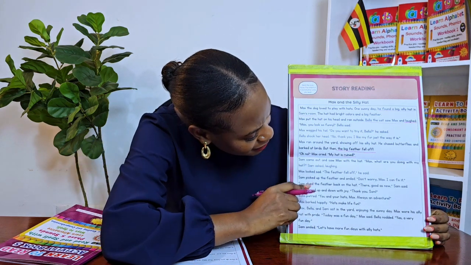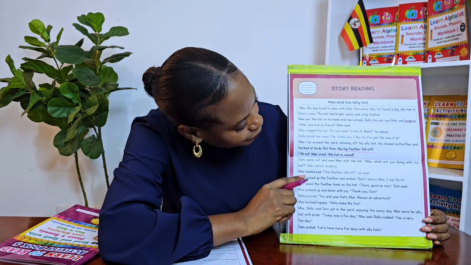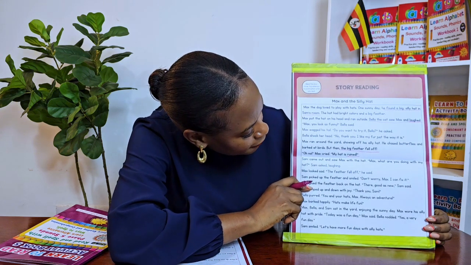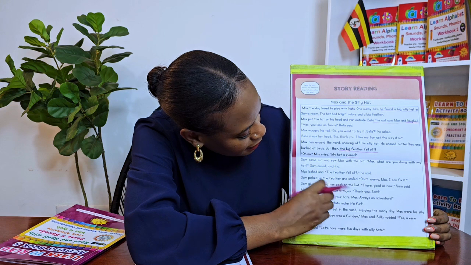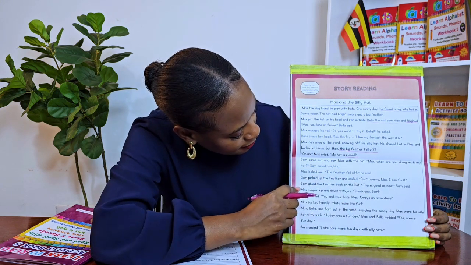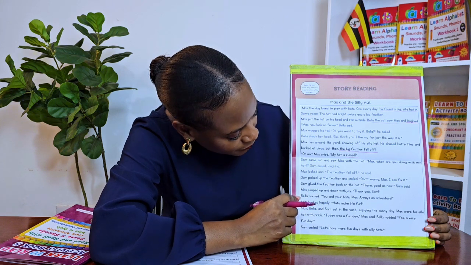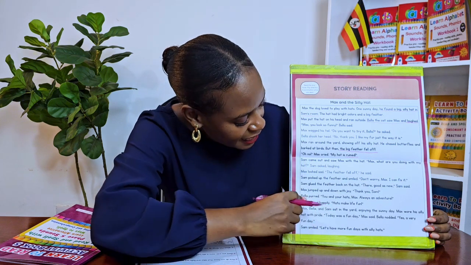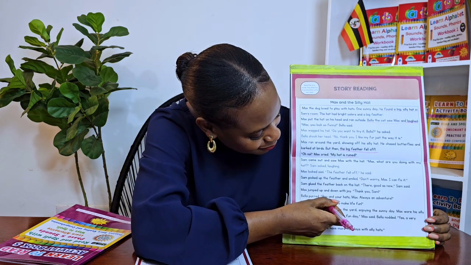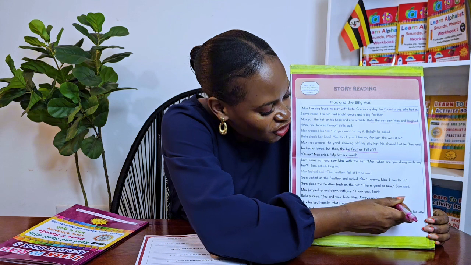And also down here, let me see here, the feather fell off. He said, Sam picked up the feather. Don't worry, Max, I can fix it. I want to see Bella. Bella purred. Okay, here is another joke. Bella purred. You and your heart's Max. Always an adventure. Such a statement. It shows that these are friends, you know. They are free with each other, isn't it?